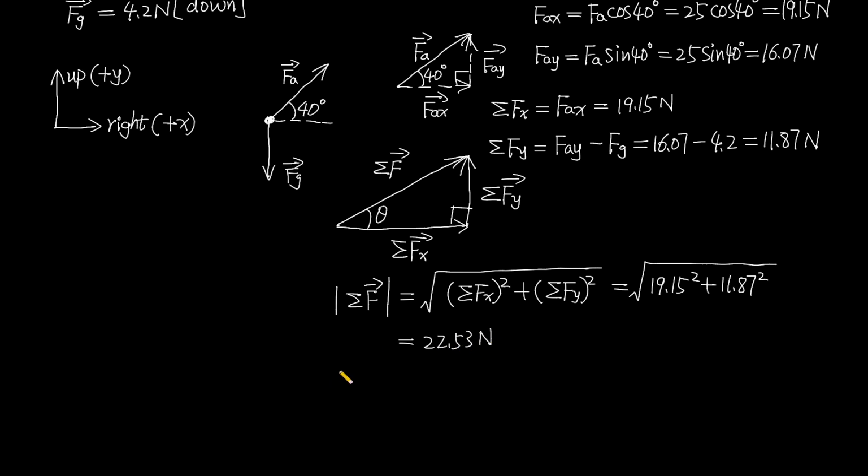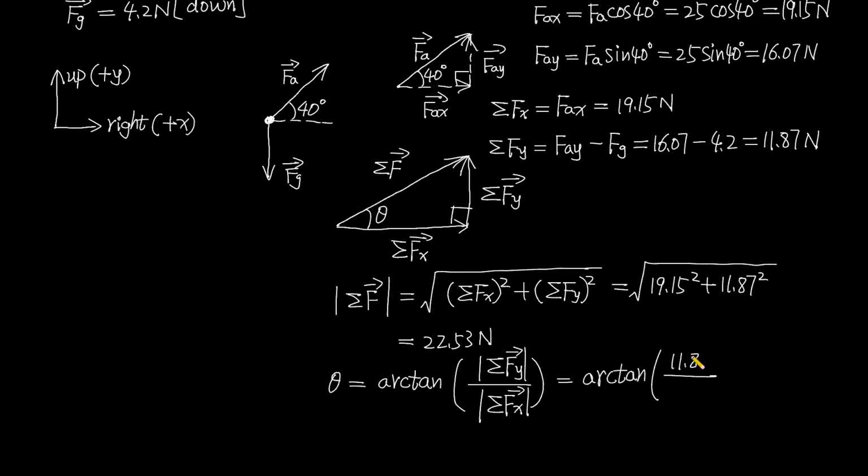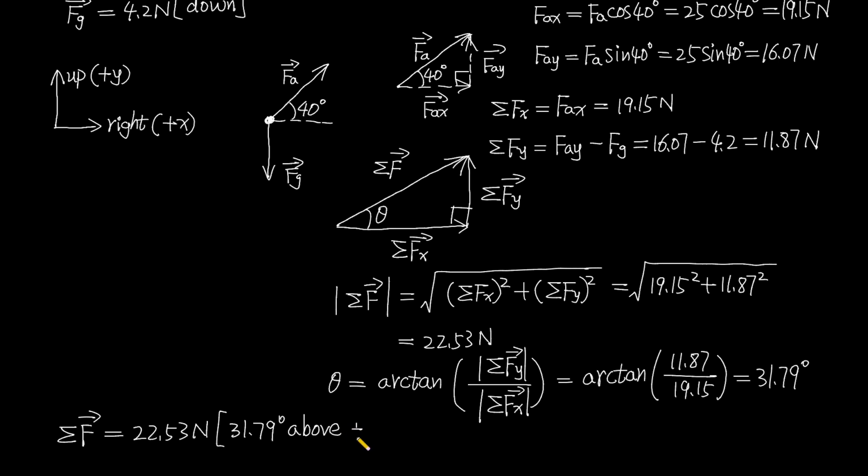22.53 Newton. And angle theta is arc tangent. The top is the magnitude of the vertical component, and the bottom is the magnitude of the horizontal component, and equals arc tangent 11.87 over 19.15, and this equals 31.79 degree. So the total force, or it's also called net force, equals magnitude 22.53 Newton, and its direction is just 31.79 degree above the ground, above the horizontal.